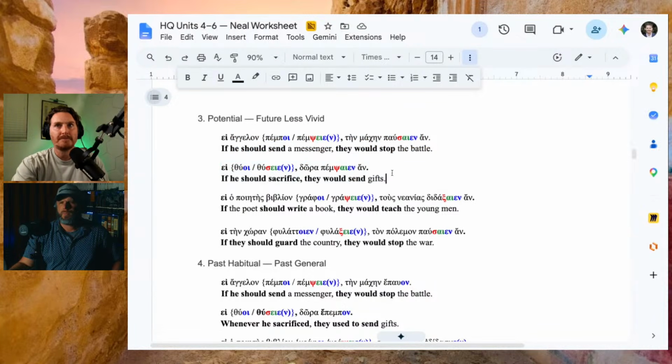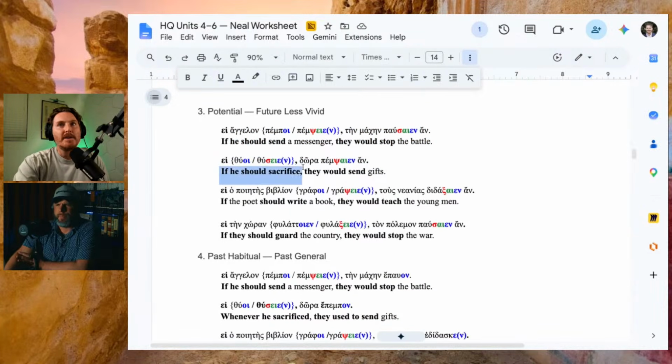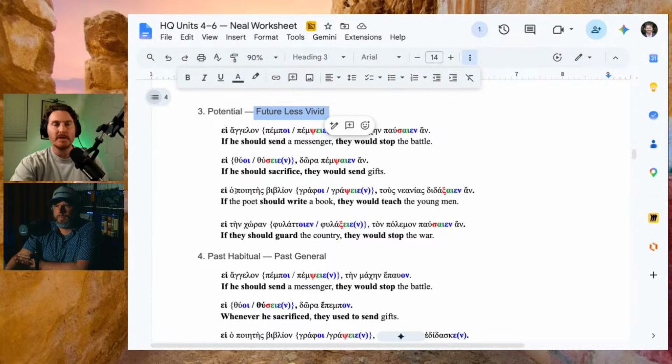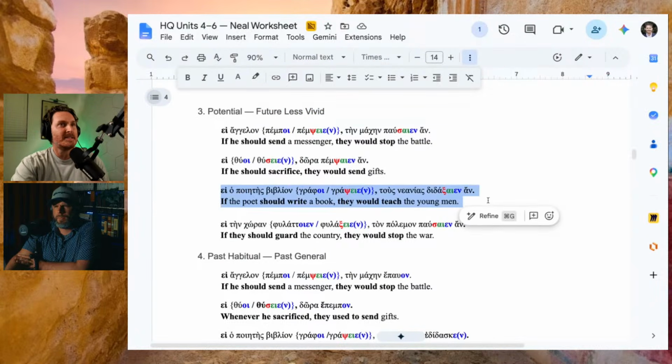Make sense? Yeah. So here we have, if he should sacrifice, ei thuoi, optative mood, they would send gifts. Dora pempsaien an, right? And here we have this untranslated an marking the apodosis because it's future less vivid. We're using the optative mood. I'm sorry, was I saying subjunctive this whole time? This is optative. And it means it's less likely to happen.